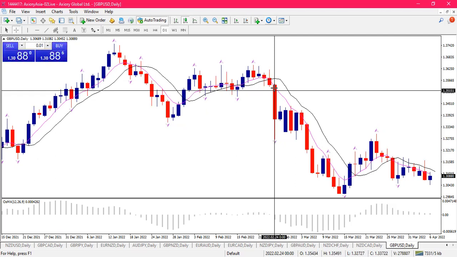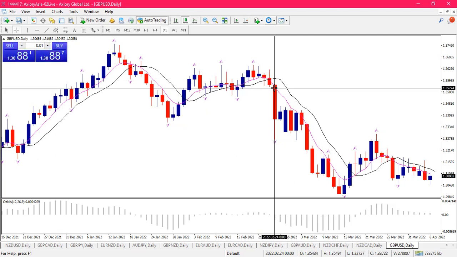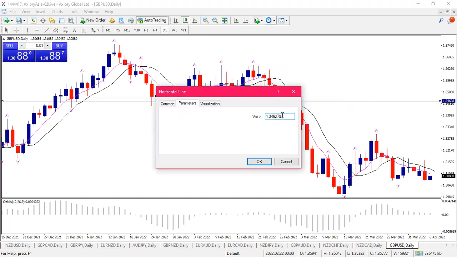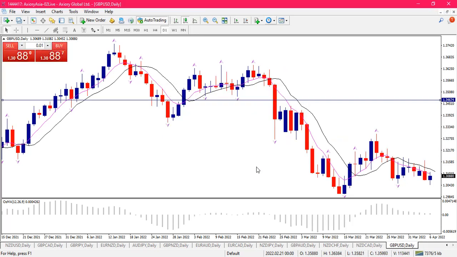So what we are going to do is measure right from the moving average and measure 60 pips. So right here, we are going to measure 60 pips. So 60 pips is right here. That's 34674. So 34674 is where our 60 pips is.